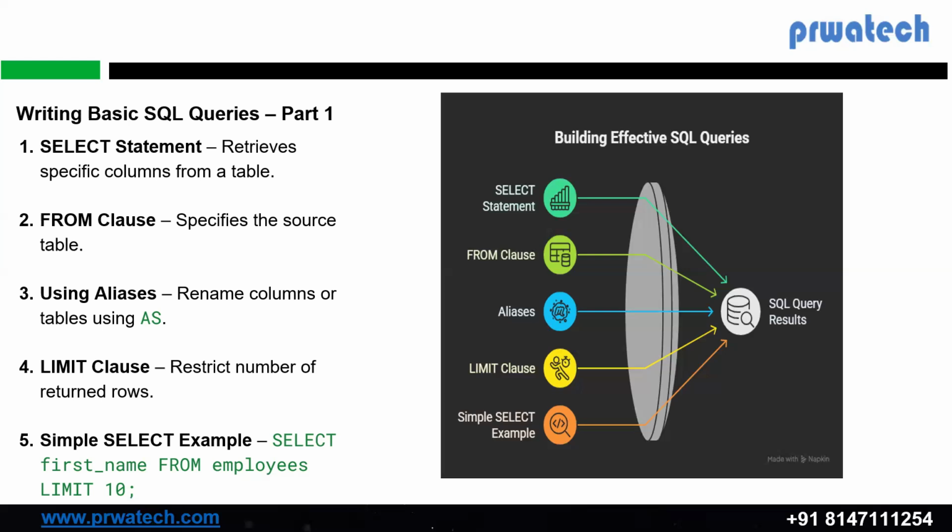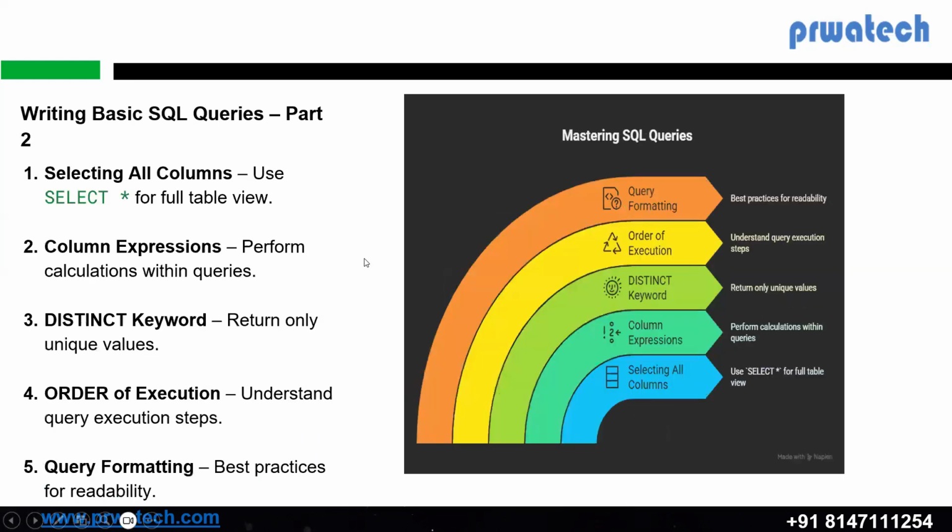So a simple select, just a simple example for that. Select first name, this is the column name, from the employee table, limit 10. I'm getting the top 10 rows from this table. This is how we can use these things. This is just a basic query to retrieve the data.